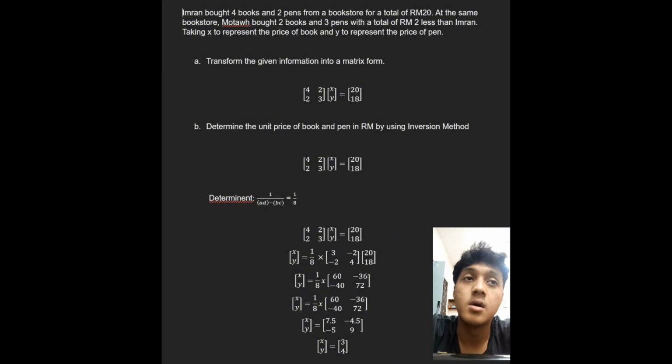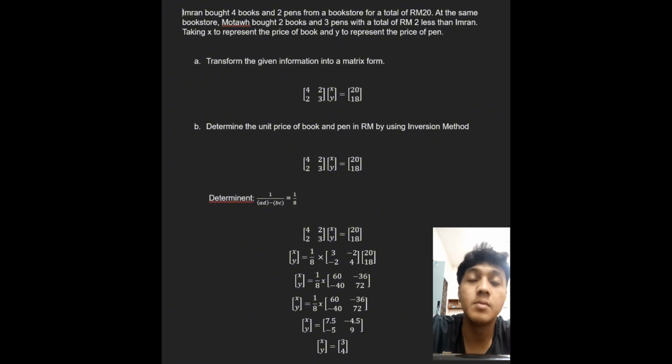And then, beside that matrix, you write the 1 times 2 matrix, X and Y equals, and then after that you equals to 20 and 18. Where did you get the 18 from? Minus the 20 from the RM2 that Mutah bought. For question B, determine the unit price of book and pen in RM by using inversion method. Okay, take the matrix that you create from question A, and then find the determinant of that matrix.